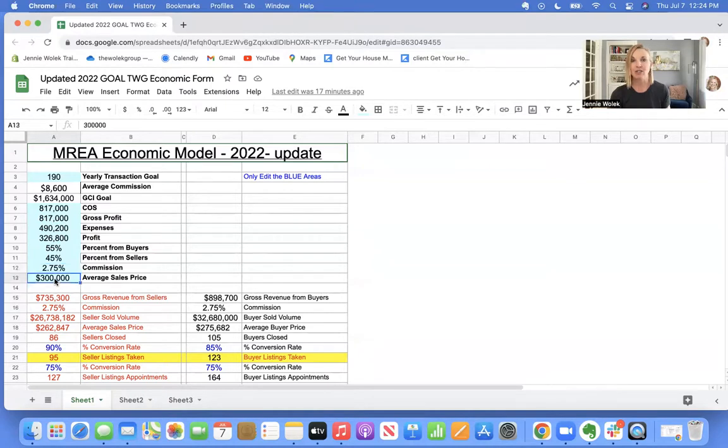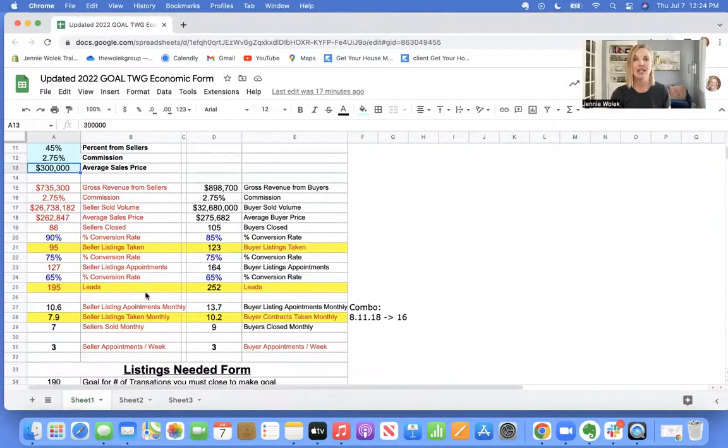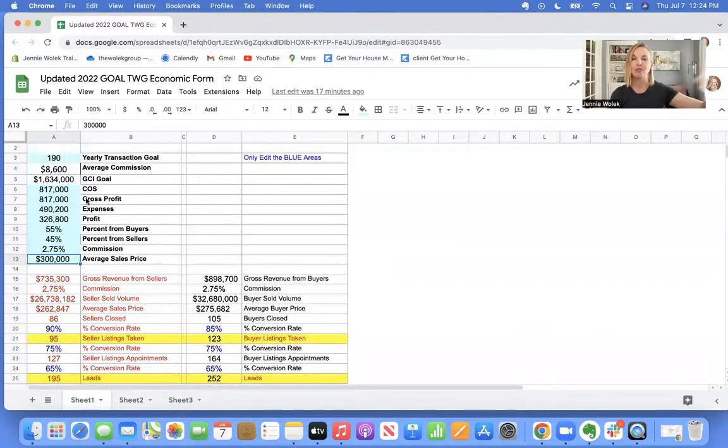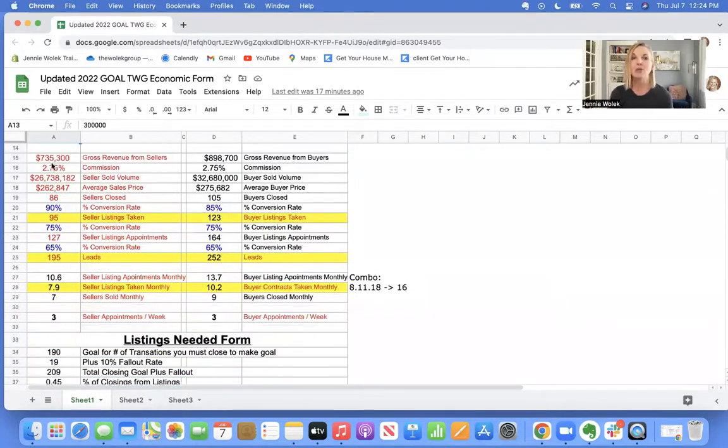And then what is your average sales price? Yours, not your MLS, yours. If you don't know, then I guess, yes, you could use your MLS. Now, here's where the fun starts happening, okay? Over here are the sellers. Over here are the buyers. Now, a lot of these are just going to calculate because you've input some numbers up here, okay? But what's cool is then it just filters down.